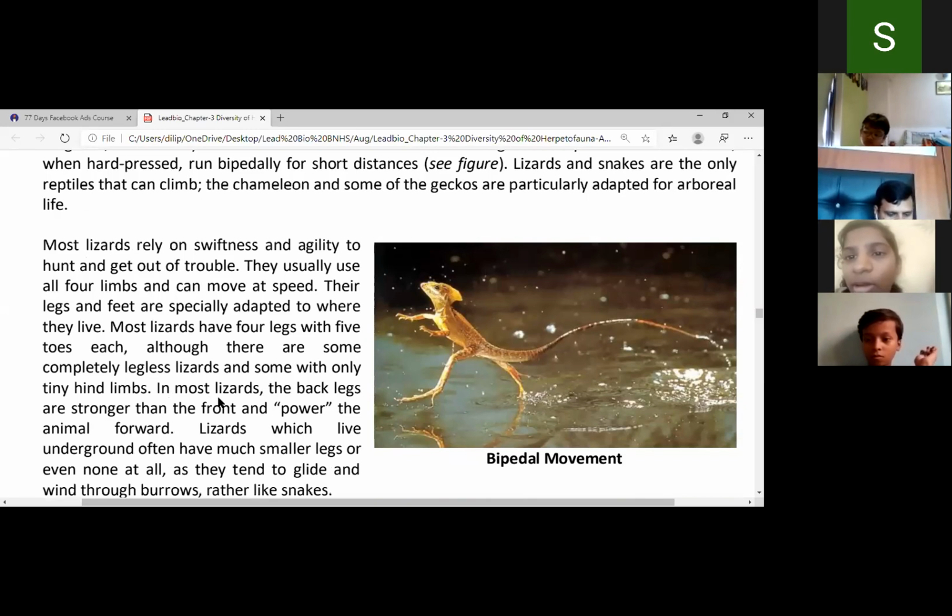So why don't we study about this lizard which has bipedal movement, जो human की तरह leg पे चलता है. Okay, so this becomes part of your own work.